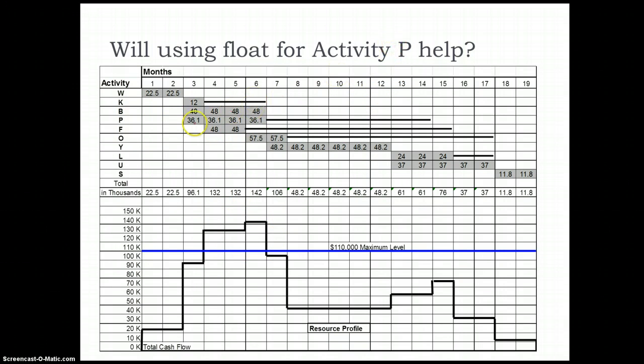The second question is, will delaying activity P be of any use? So there is a possibility of delaying the work. So we take this block of work and use it at some other point. So I think there is a bit of an issue of delaying it and doing it in month 7, because if you put a 36 here, that is going to take you again in the red zone. So that's not what you would like to do. So we would not like to do it in month 7.